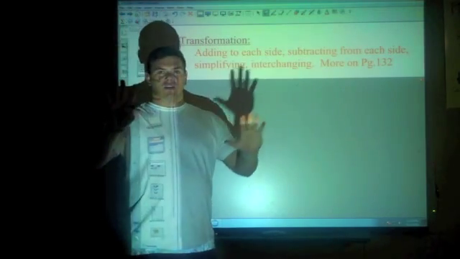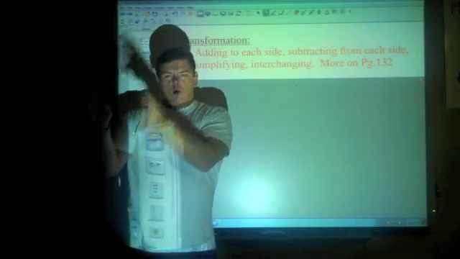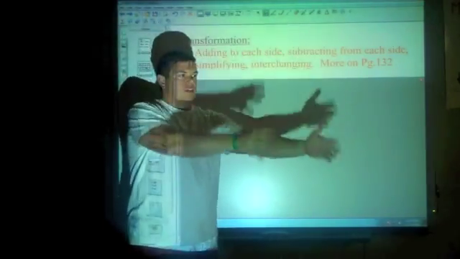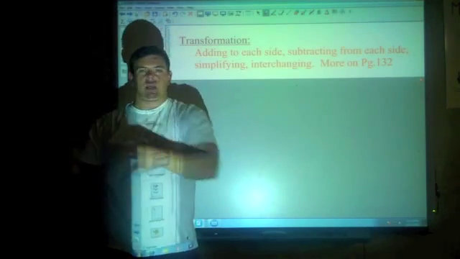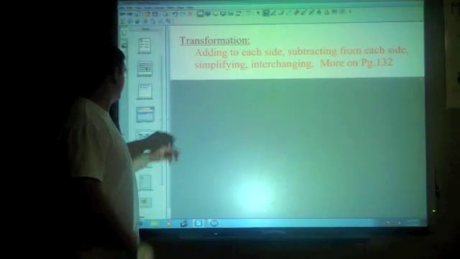Interchanging is if you take stuff on one side of the equal sign and you turn the whole equal sign around. So what's on one side now goes to the other, and what's on this side now goes to the left side. It just alternates sides. Again, doesn't change any of the value at all.